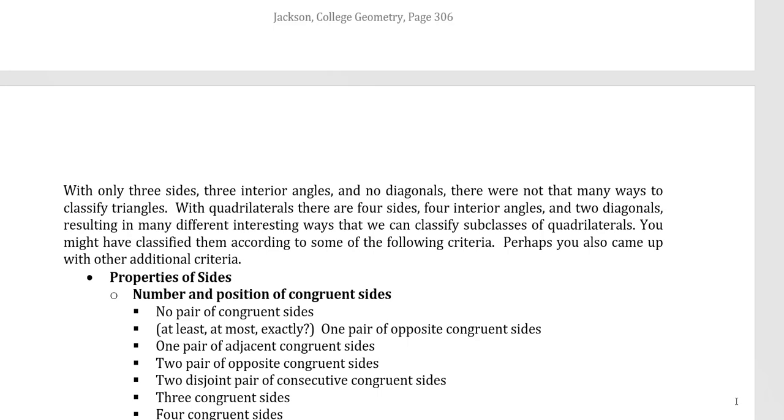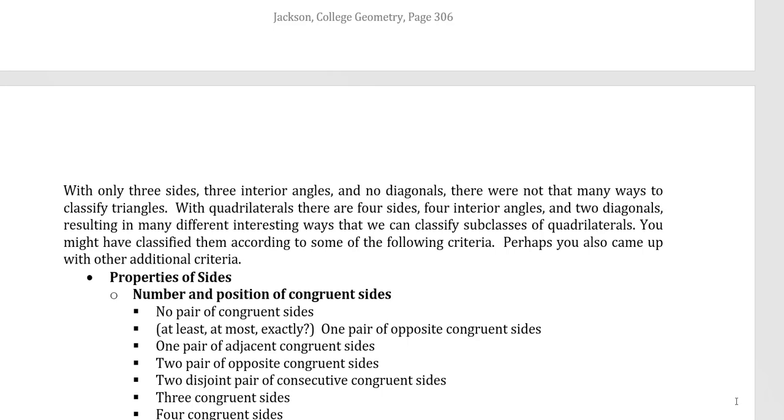Or just maybe one pair of congruent sides, period, maybe a little bit less specific. Or maybe you want to be more specific and say one pair of opposite congruent sides. And then what about this? Did you use the word at least, at most, or exactly? Do you want to say at least one pair of opposite congruent sides? Or do you want to say at most one pair of opposite congruent sides? Or do you want to say exactly one pair of opposite congruent sides? Each of those adjectives is important in deciding how you set up certain classes.